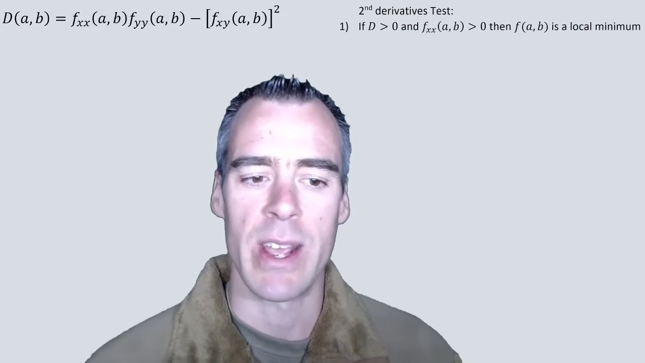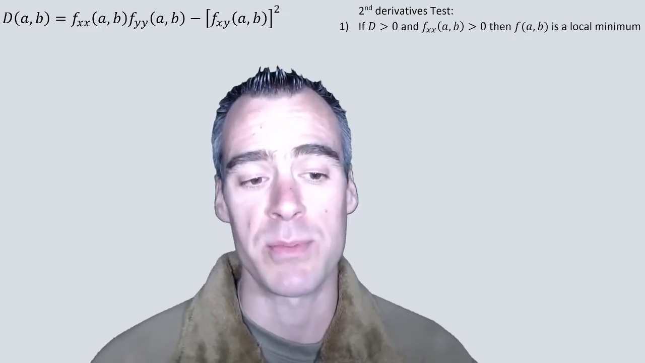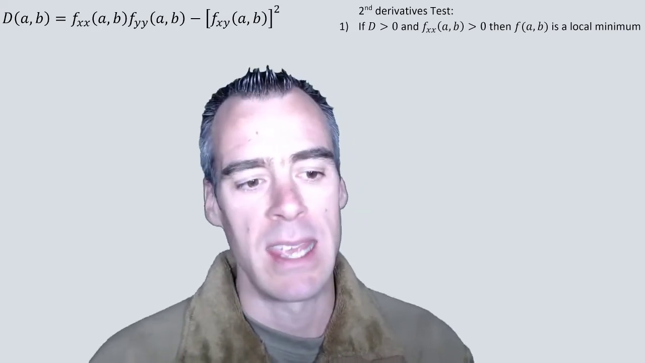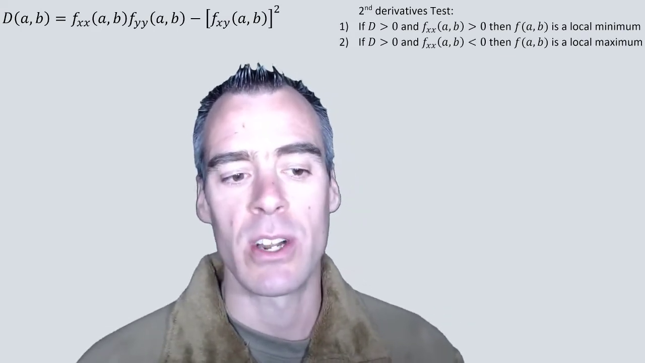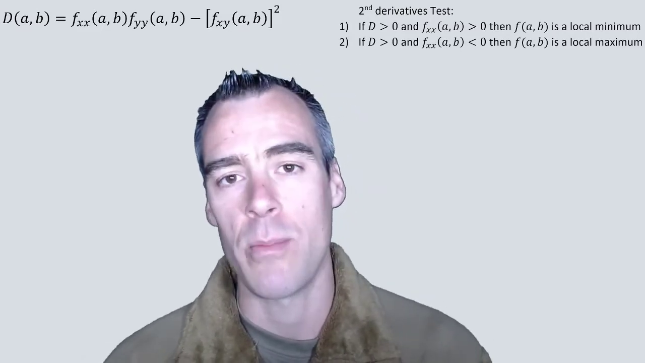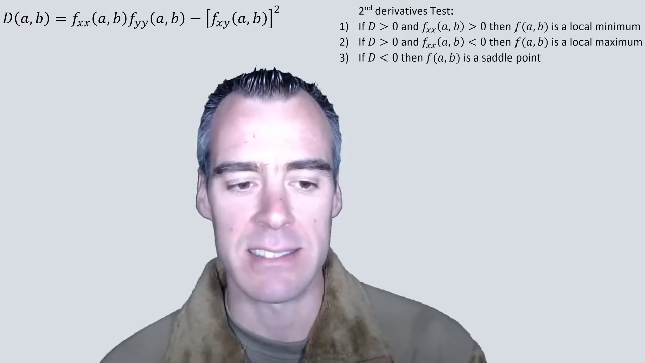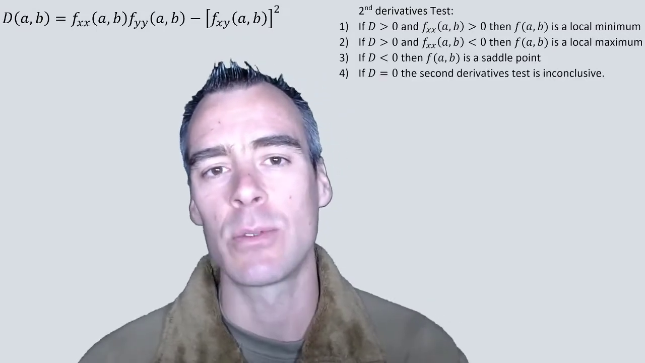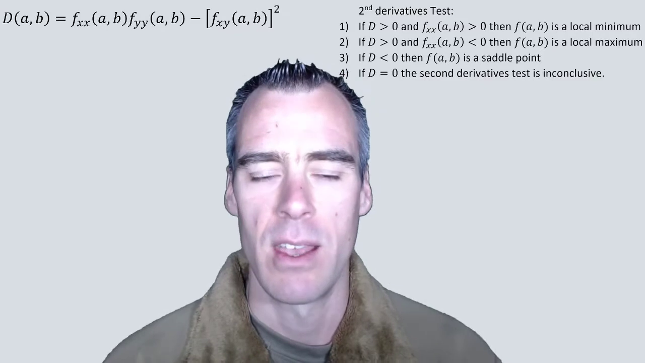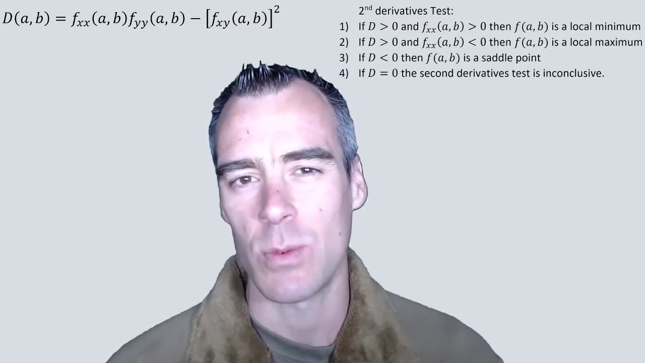And you're probably familiar with what the rules are. Just for a review, the first one says if D is greater than 0 and your second derivative with respect to x is greater than 0, then you have a local minimum. If D is greater than 0 and your second derivative with respect to x is less than 0, then you have a local maximum. If D is less than 0, then you have a saddle point, and if D equals 0, then the second derivative test is inconclusive. But why does this work?